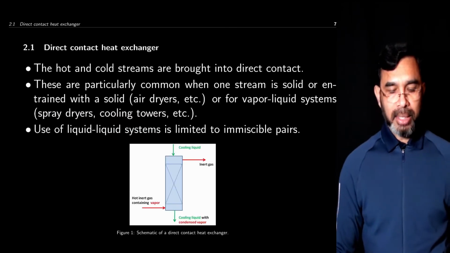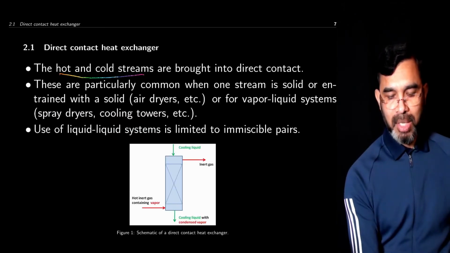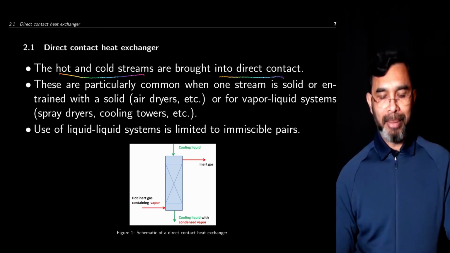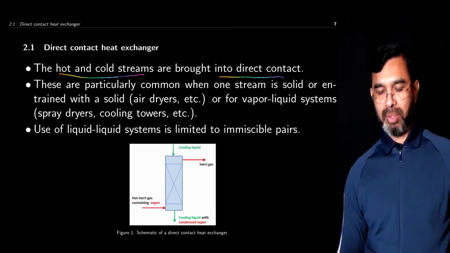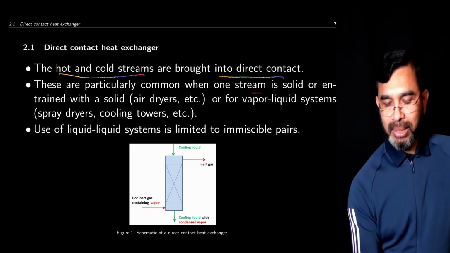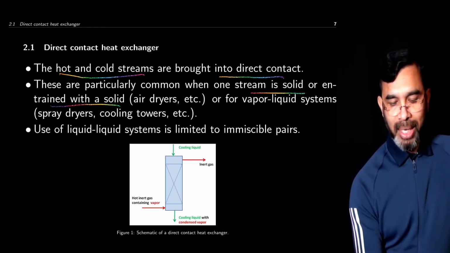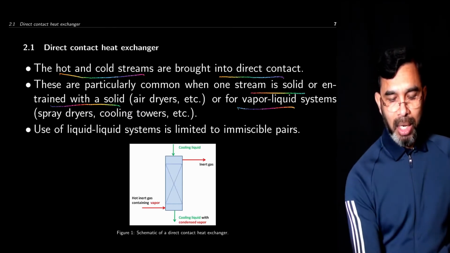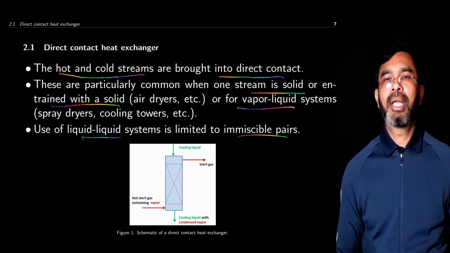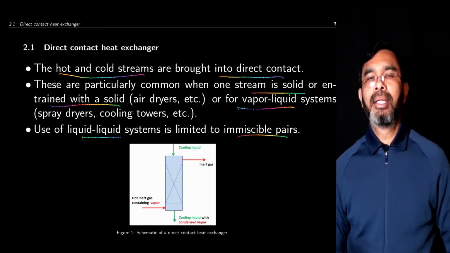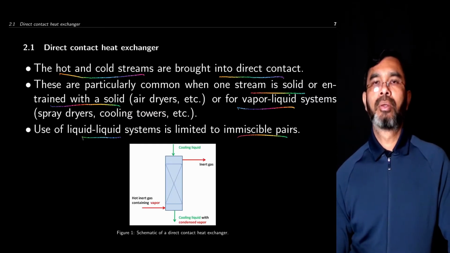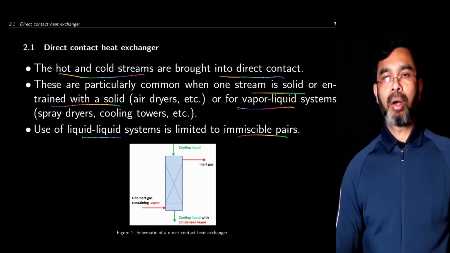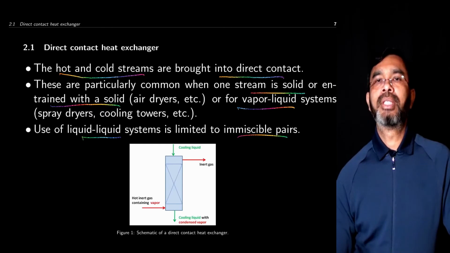Now in direct contact heat exchangers, the hot and cold streams are brought together in direct contact, meaning that there will be no barrier between these two streams. This happens when one stream is solid or entrained with a solid or vapor liquid system. It may happen also for liquid systems when the liquids are immiscible. So typically this type of heat exchangers are used when the two streams are at two different phases or two liquid phases which are immiscible.